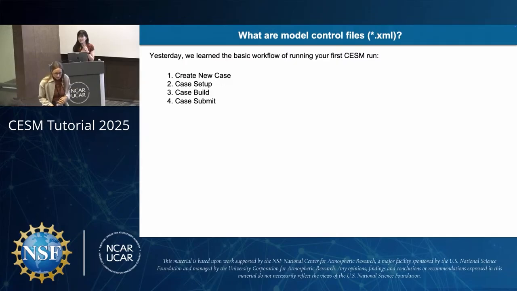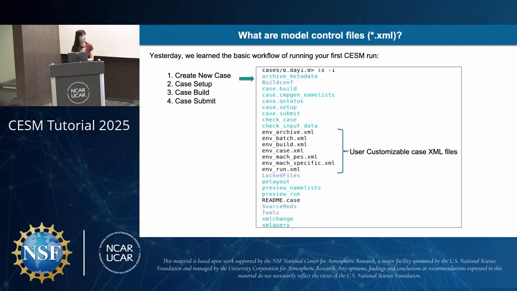So yesterday, we learned the basics of running CESM. We know that to run a CESM simulation, you have four basic steps: create a new case, case setup, case build, and then case submit. After invoking create new case, if you take a look at your case directory, you will find a series of new files created. Some of these files look like this. They start with env underscore and then something else, followed by the XML extension, and these are the model control files.